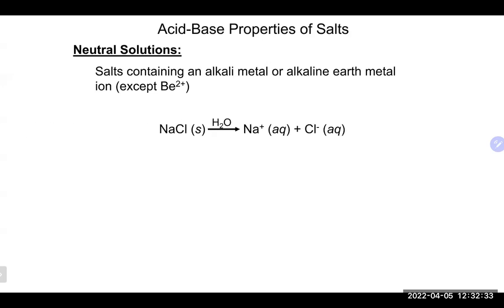Neutral salts are salts that contain alkali metals or alkaline earth metals. That is group 1 or group 2. And if you want to think about it, group 1 and group 2 from the periodic table, as we've talked about, is pretty much where our strong bases come from. So things like sodium or potassium are considered relatively weak because, frankly, they come from a strong base. And so something like sodium chloride will pretty much produce sodium ions and chloride ions in solution. And that is a neutral salt.